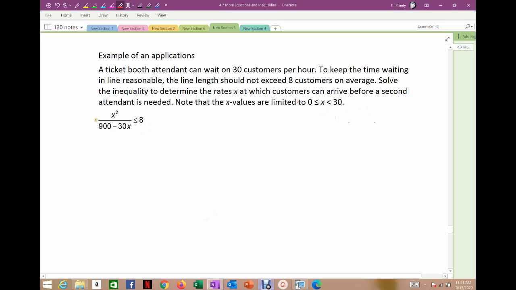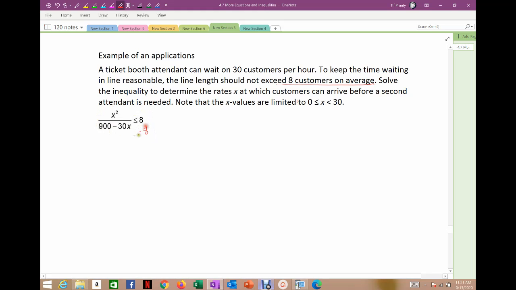So this is what we want to solve. And they gave us the equation, so you don't have to find the equation. This one we would never ask you to find the equation. This would be the wait times, and we want to make sure that we keep it less than 8 on average, right? We don't want to exceed 8. And we want to know, well, how many customers can arrive in order to make that happen before they need to call in a second attendant? So this is what we have to solve.